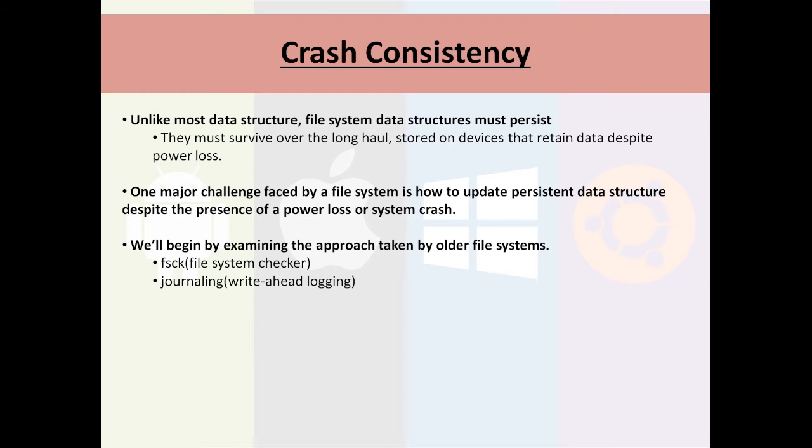So here what we're saying is, well, what happens if right in the middle of updating those on-disk structures, like our inodes or the data block, our bitmaps as well, what if the power is lost? What if something trips, right? Or perhaps even the operating system encounters a bug and crashes. What happens in those cases? Well, we'll begin by examining the approach taken by older file systems, and that is our file system checker, as well as journaling. And journaling is still relatively used today.